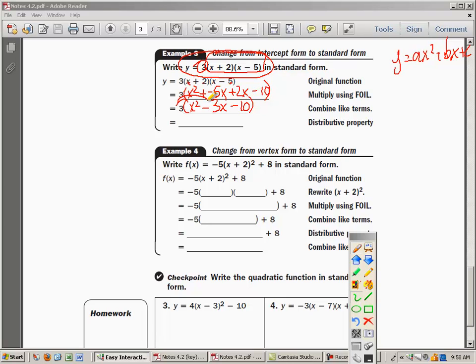Distribute the 3. We get 3x squared minus 9x minus 30. So now we've just changed that equation from what used to be in intercept form to standard form.